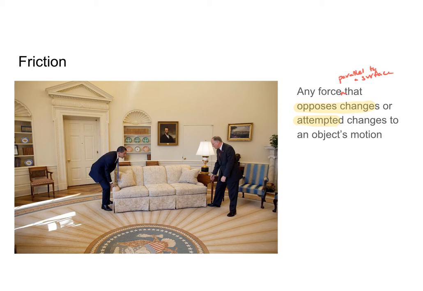Now, when I say changes or attempted changes to an object's motion, what I mean is that frictional forces can make it hard to move an object, but they can also make it hard to start an object moving. So, for example, in this picture, you can see Barack Obama is trying to push this couch. The force of friction can stop him from pushing the couch, and then if he is able to start pushing the couch, the frictional force will make it harder for him to move it. So he can't just give it one push and let it go. Instead, with that frictional force, he is actually going to have to continue pushing the couch so that it continues to move.